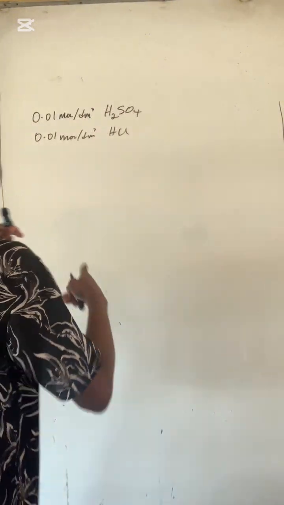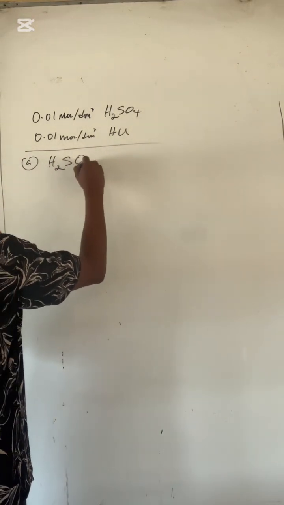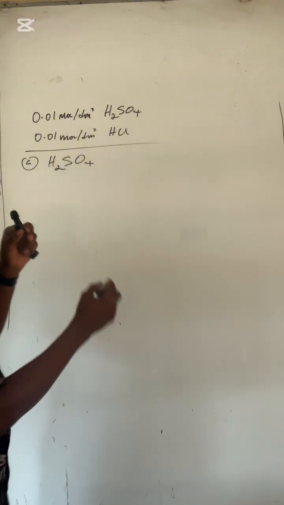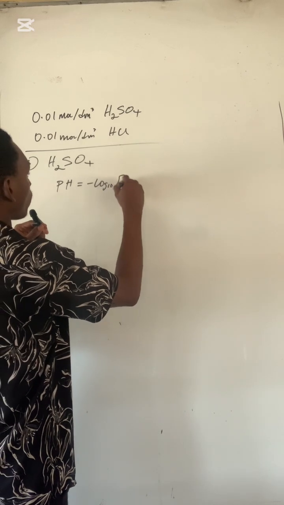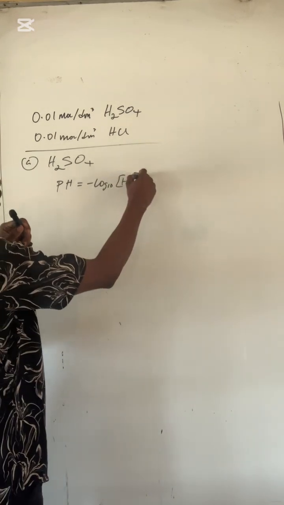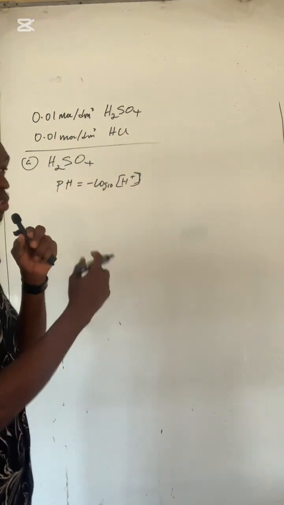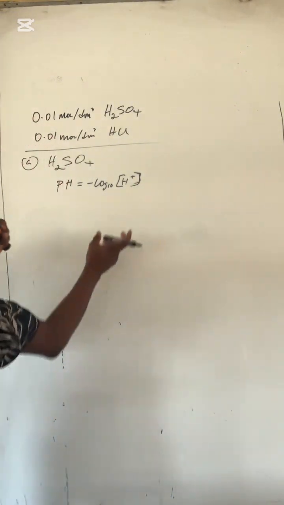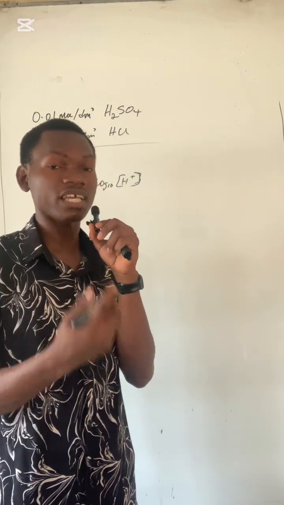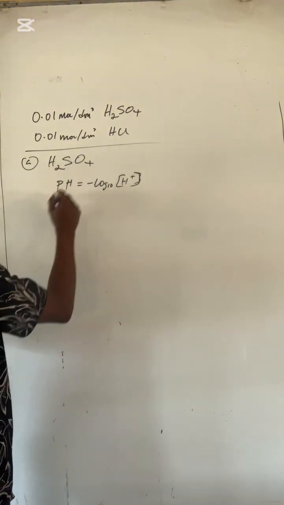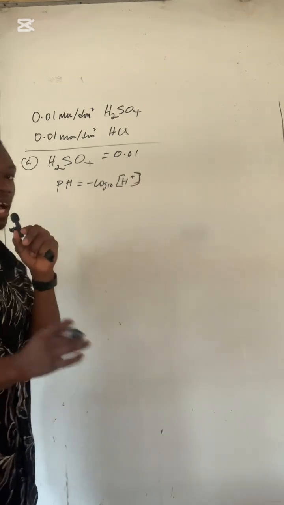Now, simply, let's do that. Let's start with H2SO4. Remember our formula for pH. pH is equal to negative log base 10 of the hydrogen ion concentration. This square bracket simply means the molar concentration of the hydrogen ion. Now, in this question, we are meant to know the concentration of the hydrogen ion, but we don't know it. Instead, we are given the concentration of the acid to be 0.01. Now, how do we get the concentration of the hydrogen ion?